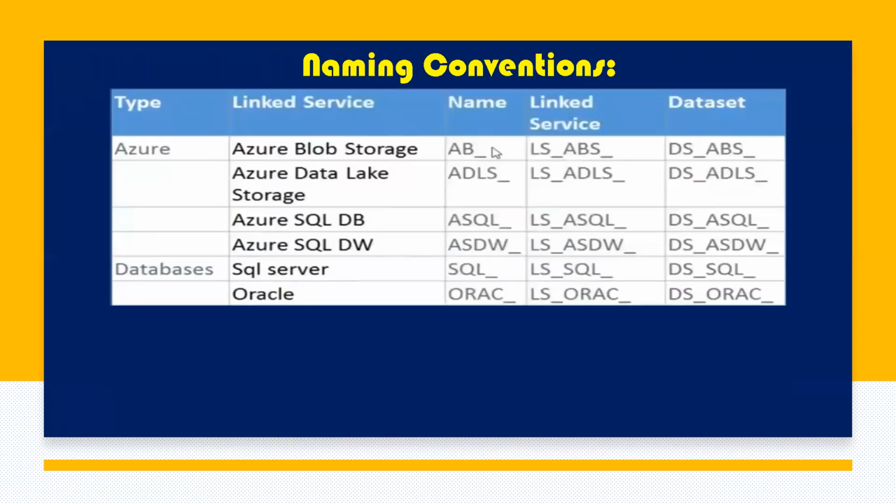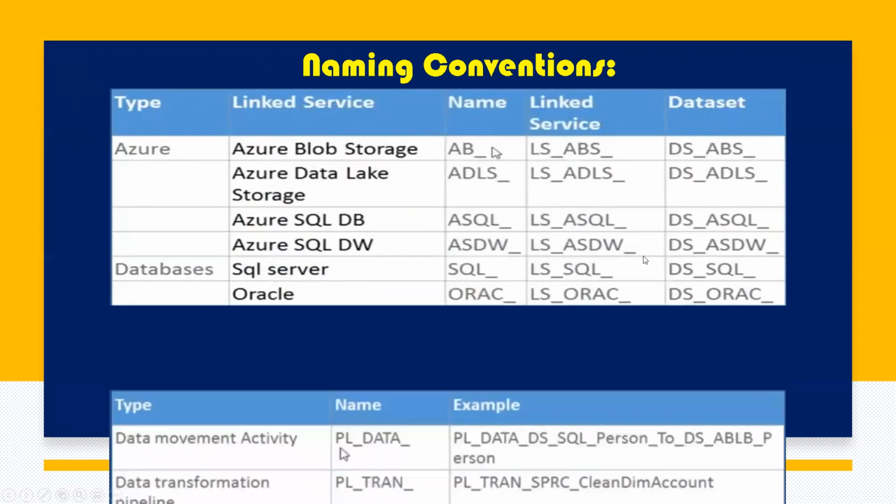The naming conventions, we already discussed. If you have Azure platform storages, then you start the name with A. Linked services for Azure Blob storage: LS_ABS. Azure Data Lake: LS_ADLS. The dataset, DS. The dataset for blob storage: DS_ABS. The dataset for data lake: DS_ADLS. Azure SQL: LS_ASQL, DS_ASQL. Data warehouse as ASDW: LS_ASDW, DS_ASDW. SQL: LS_SQL, DS_SQL. Oracle: LS_Oracle, DS_Oracle. So this is the way we have to give the names.